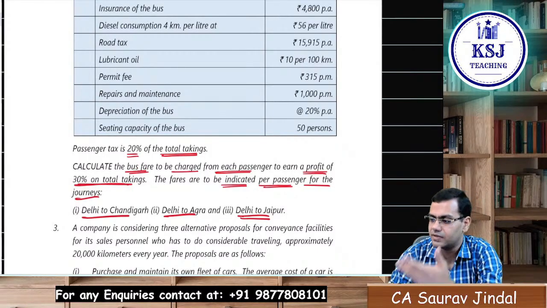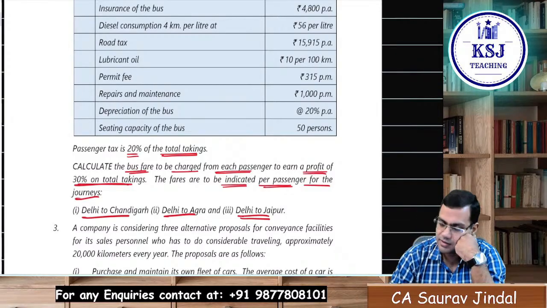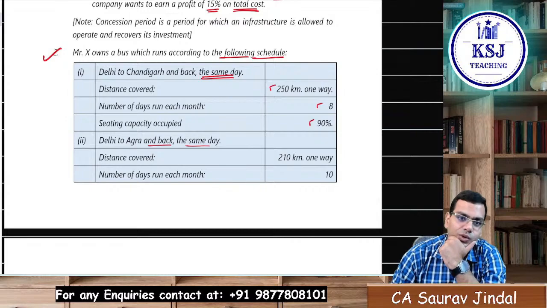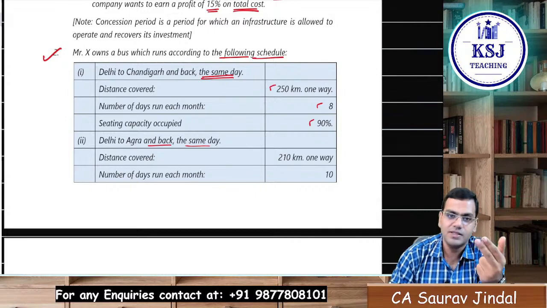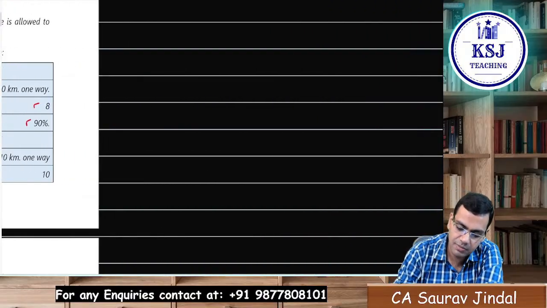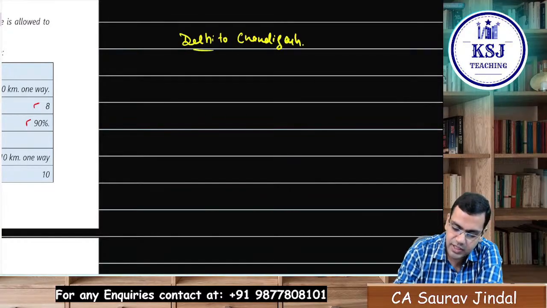Yes, the conversion will be easy in that case, Hari, right? Now, for this, what you will have to calculate is the total distance being travelled, the passenger kilometers for everything. Let's talk about Delhi to Chandigarh first. Can you tell me what is the distance being traveled?